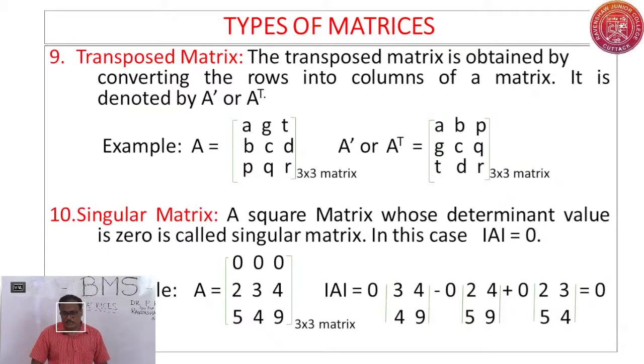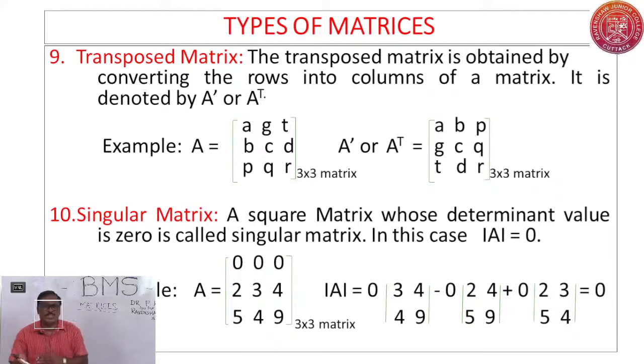So the first element in the given matrix is 0. Then you leave that column and row. What are the remaining elements? They are 3, 4 and 4, 9.